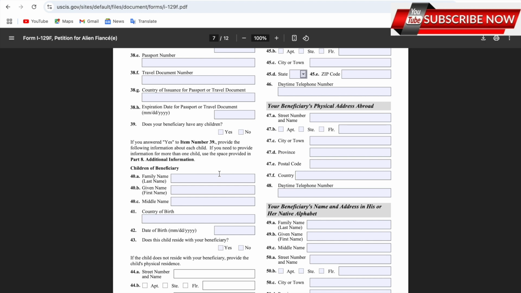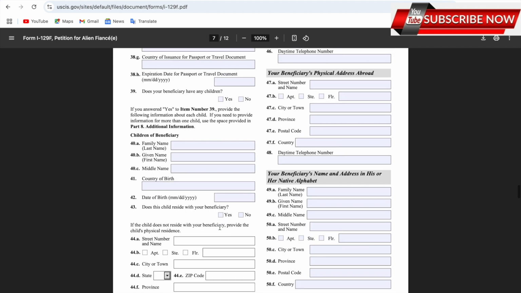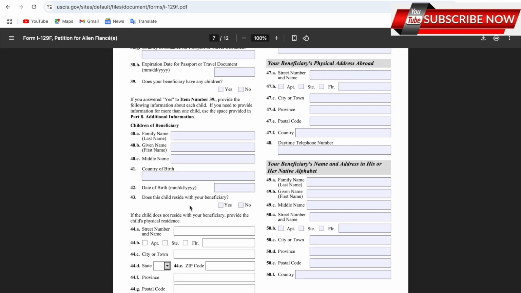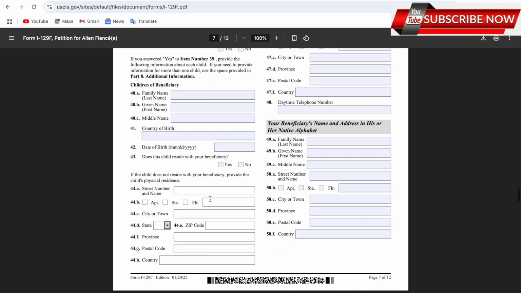So if your beneficiary has any children, whether you and your beneficiary have children together, or they're from their previous relationship, you put in all their information here. It says, does this child reside with the beneficiary? If yes, if no, you click on it and select one of them.